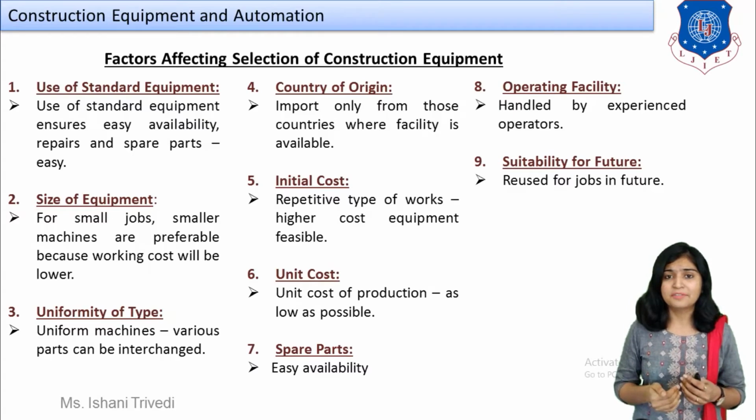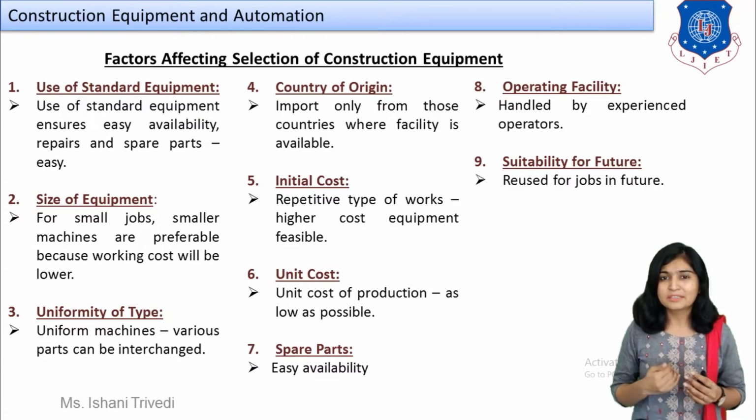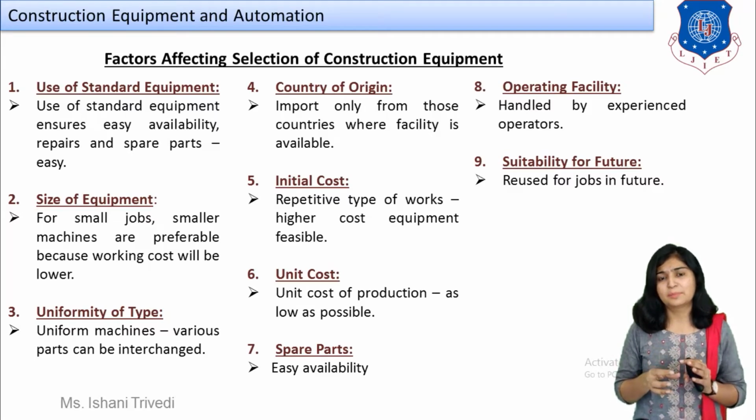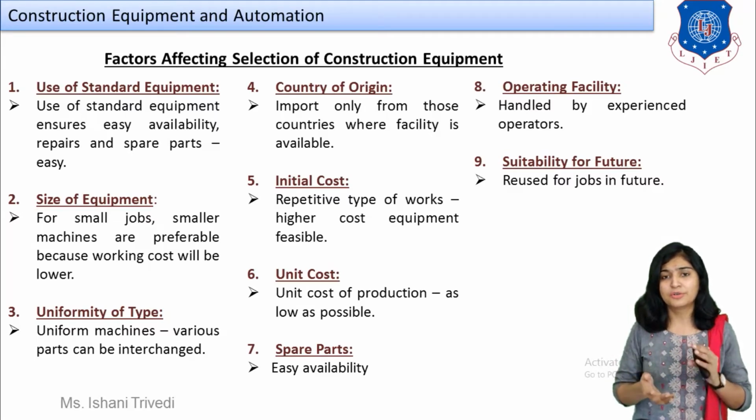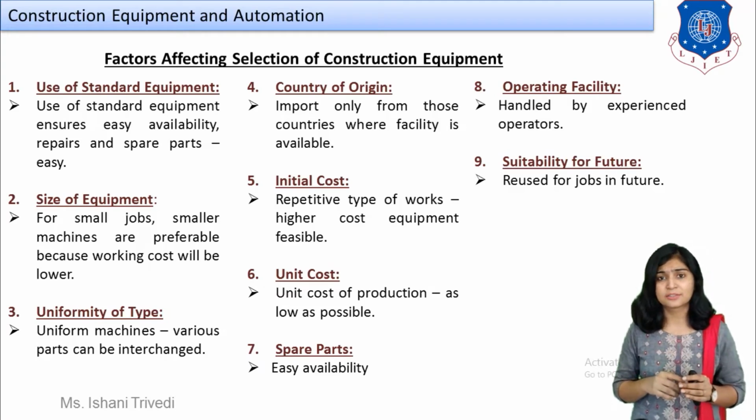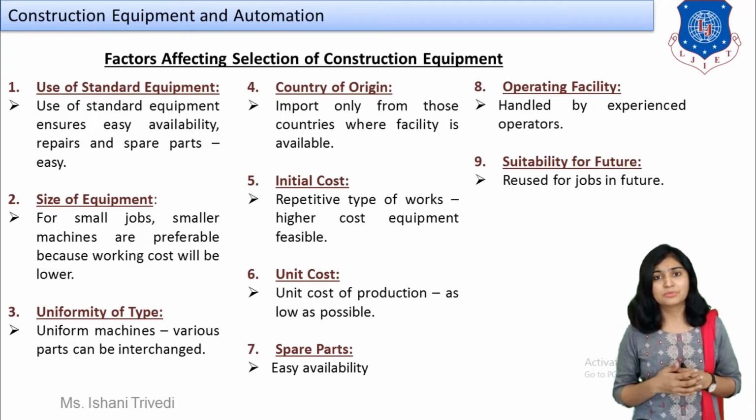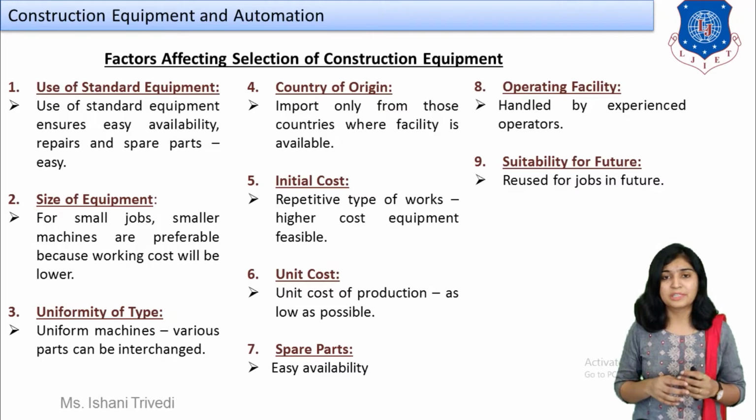Next is uniformity of type. Uniformity means that you can interchange the parts of the equipment. If you have bulldozers, cranes, excavators, it should be such that the parts can be interchanged within themselves, so that you do not have to have extra cost for different parts. So that is uniform machines.